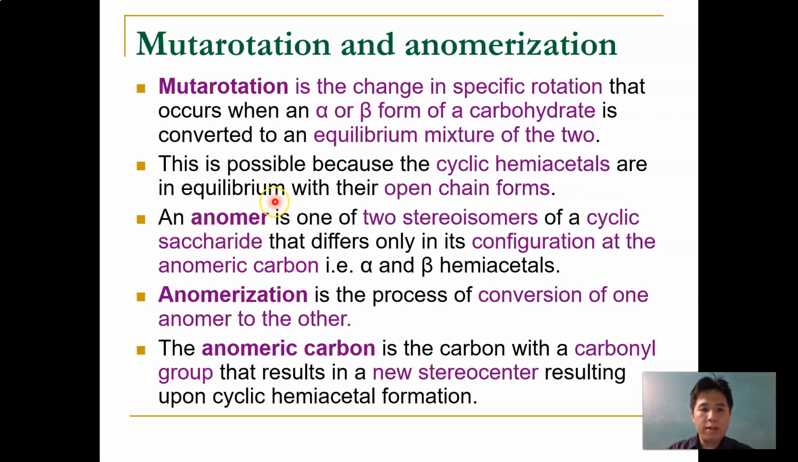An anomer refers to the alpha and beta hemiacetal. So alpha is an anomer, beta is also an anomer. The process of changing between alpha and beta is called anomerization. So when alpha becomes an equilibrium mixture, this is called anomerization. The carbonyl carbon that causes this to happen is also called the anomeric carbon, because the carbonyl carbon is the one that gives the alpha and beta stereocenter.